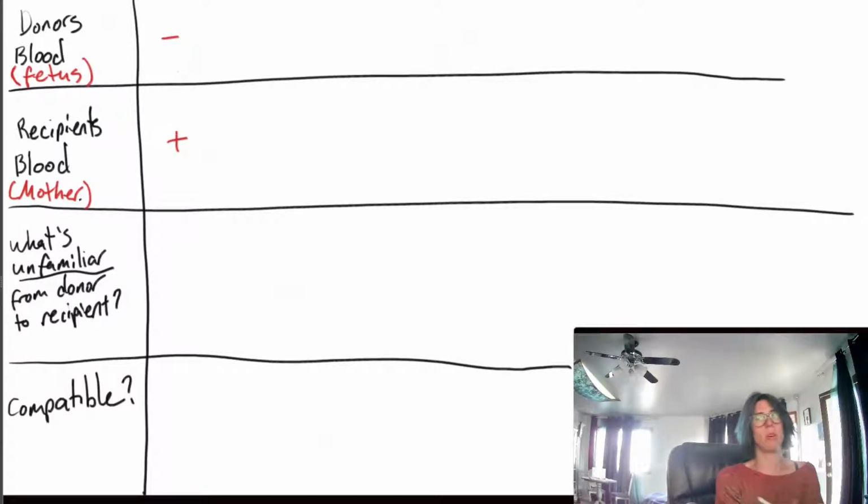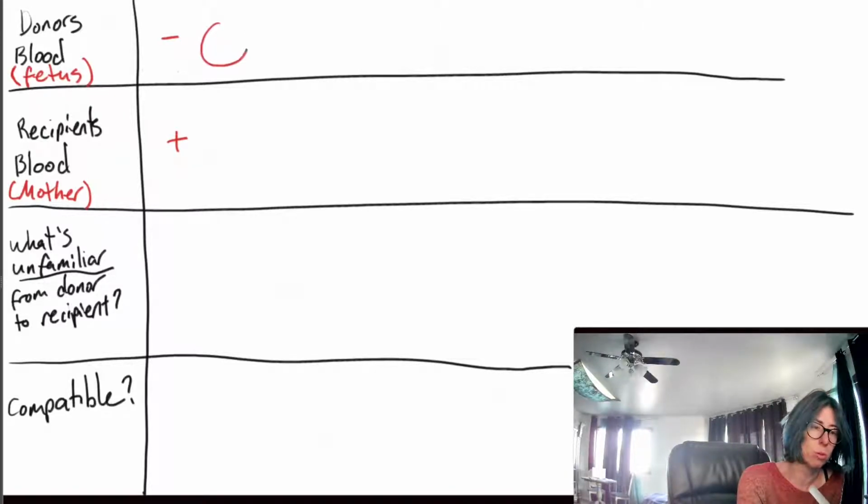So if the donor or the fetus is blood type negative and the mother is blood type positive, RHD positive, what does that differ? Because if they have the same blood type, then it's fine automatically. So if it's different in this way, what is unfamiliar from the donor to the recipient? Well, let's look at what these red blood cells look like.